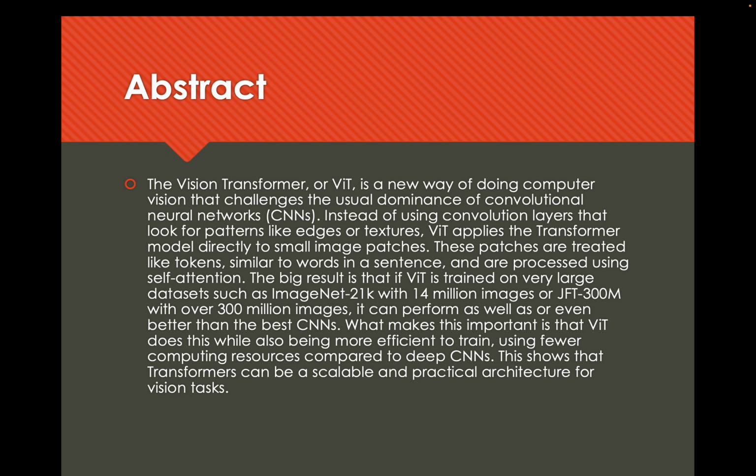dominance of CNNs. Instead of using convolution layers that look for patterns like edges and textures, ViT applies a transformer model directly to small image patches. These patches are treated like tokens, similar to words in a sentence, and processed using self-attention.